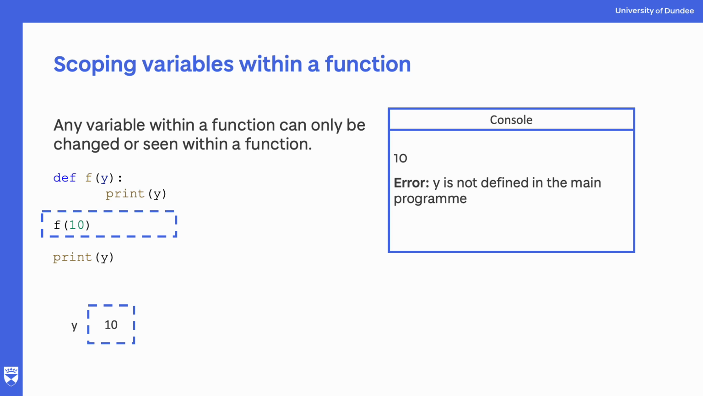So imagine that anything inside a function is a black box. You can't see inside it. All you can do is put numbers in and get numbers out. You can't interact with any of the component parts within the function. If you want to, you have to return them to the main program to do that.